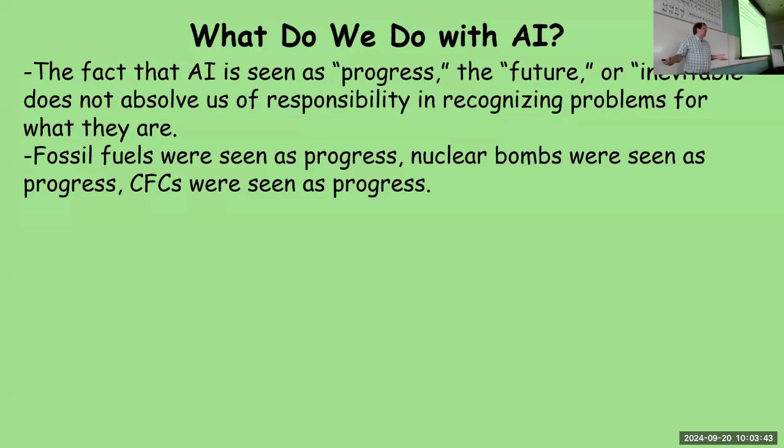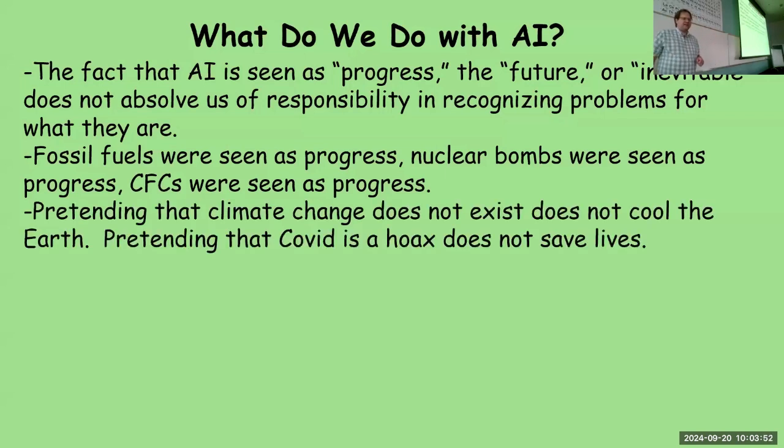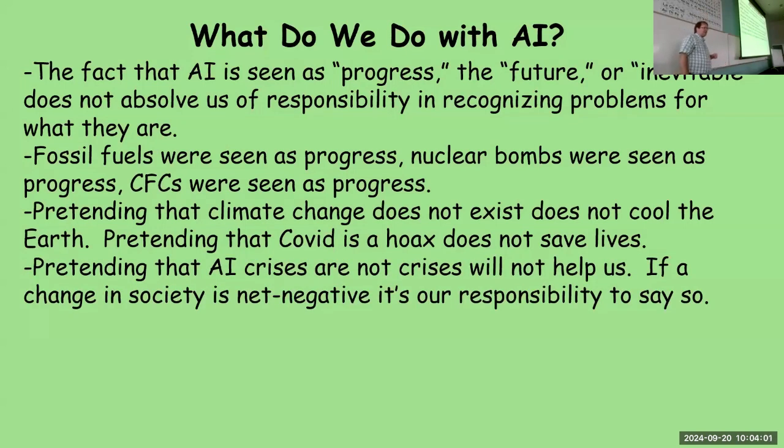Fossil fuels were seen as progress. Nuclear bombs were seen as progress. CFCs were seen as progress. That doesn't mean that those are great things, that those are things we need to embrace. Pretending that climate change does not exist does not cool the earth. Pretending that COVID is a hoax doesn't save lives. And pretending that AI crises are not crises won't help us. If a change in society is net negative, it's our responsibility to say so. And I would say that's true about this vast proliferation of AI.